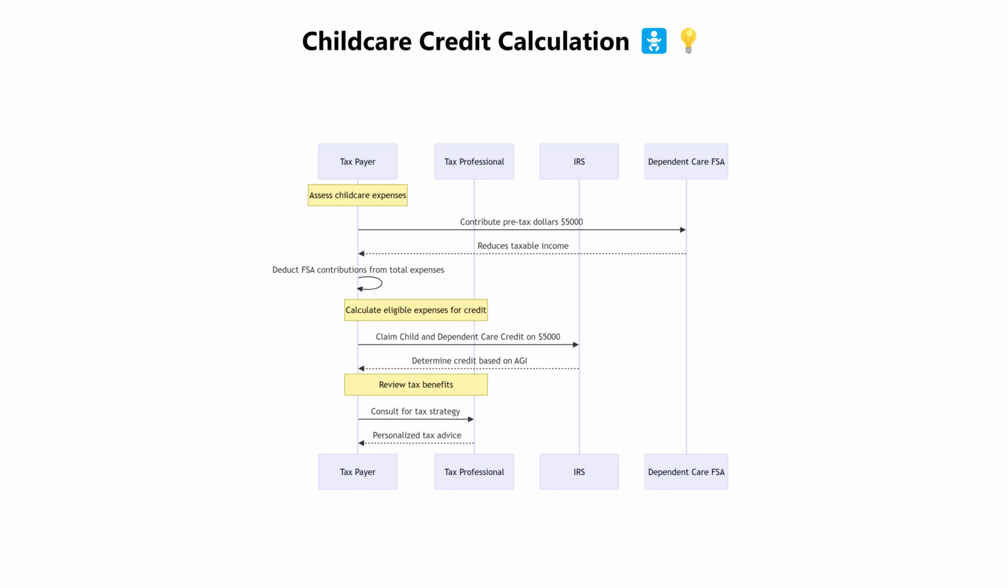In our example sequence, we begin with total child care expenses. We then subtract the amount contributed to your FSA to find your remaining eligible expenses, upon which the Child and Dependent Care Credit is calculated. This reduced expense is crucial in understanding how FSAs interact with the tax credit.